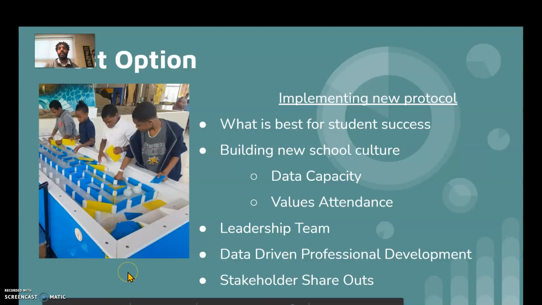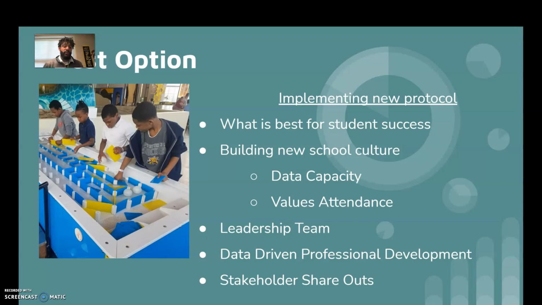Okay, my best option would just be to implement new protocol and possibly add in incentives. For me, the biggest thing to consider is what is best for students, and sitting back and waiting is just going to continue to decrease student success. In building this new school culture, we also have to build data capacity, looking at our school leadership team and looking at school leadership to see what the best way to do that and how the best way to utilize that data is, and then really building up a value for attendance in our staff and our community as well.